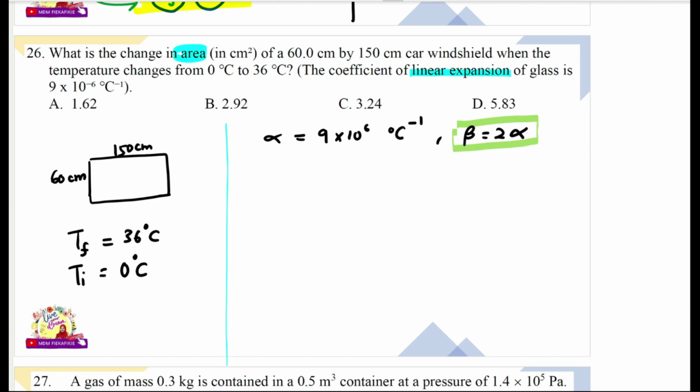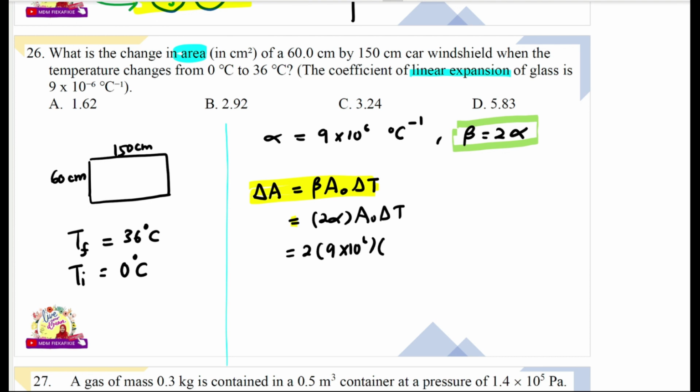Okay. So sekarang you nak kira delta A. The change of area formula dia apa? Beta times A0 initial area times the change of temperature. Okay, so this is the equation that we want to use. And then let's substitute beta, so beta is equal to 2 kali alpha. Kan? So kita boleh masukkan semua nilai. Okay, we just substitute. A0 kena kira lah. A0 tadi kita tak kira lagi. Di mana A0 kita adalah 60 cm times 150 cm.